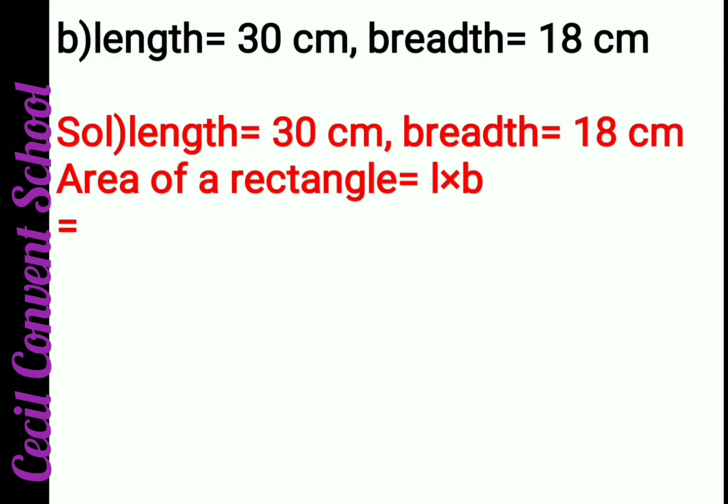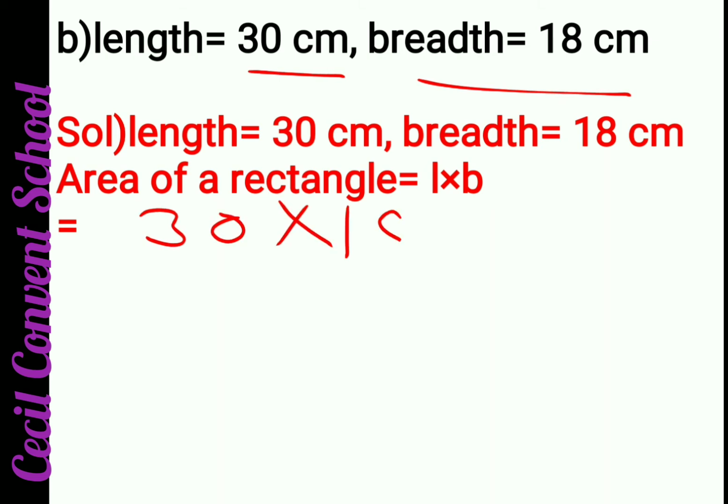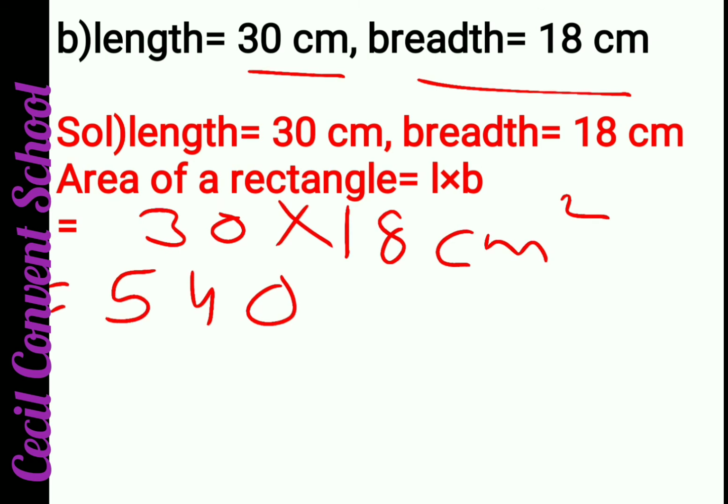Now we do the B part. Length is given 30 centimeter, breadth is given 18 centimeter. Again you write in the solution, length is 30 centimeter, breadth is 18 centimeter. Then the area of a rectangle formula, that is L into B. So 30 into 18, centimeter square you can write, or square centimeter is the same thing. Then 0 will come as it is. It means you have to multiply 18 with 3. So 3 times 8 is 24. So the answer will be 540 centimeter square.